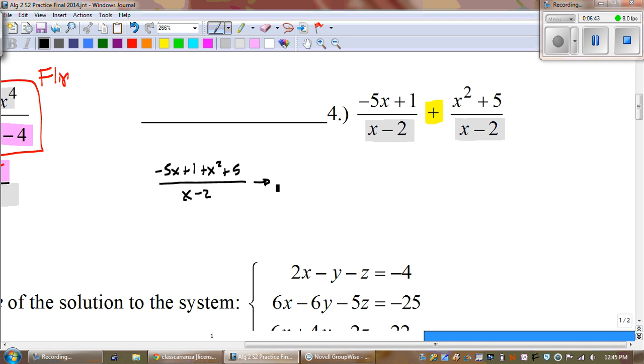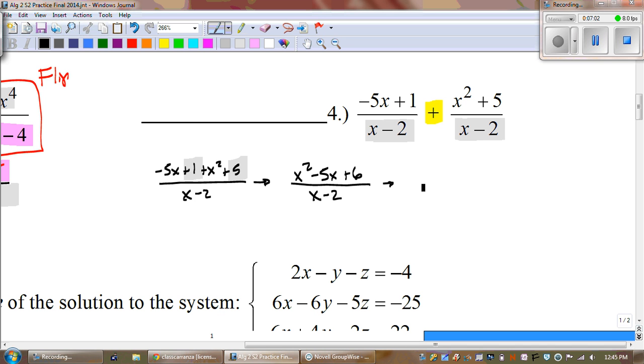So let's go ahead and write that in standard form. The x squared comes out front. We have negative 5x. And then the thing I can combine is I can combine 1 and 5. And 1 and 5 make 6.